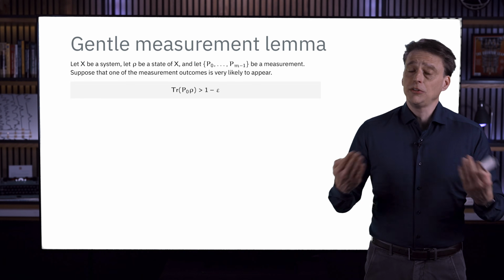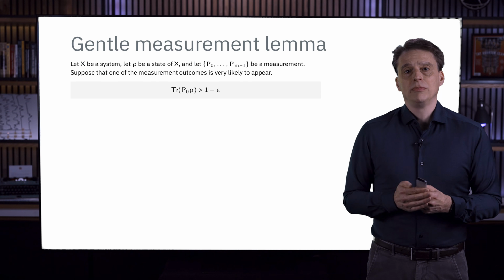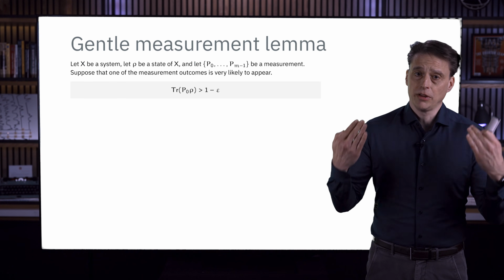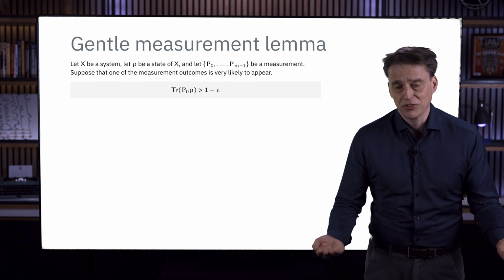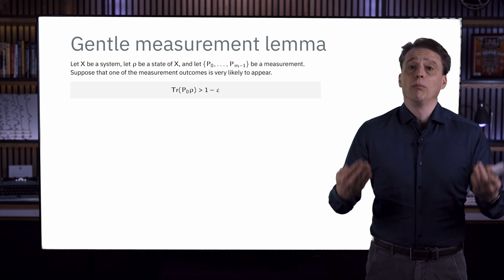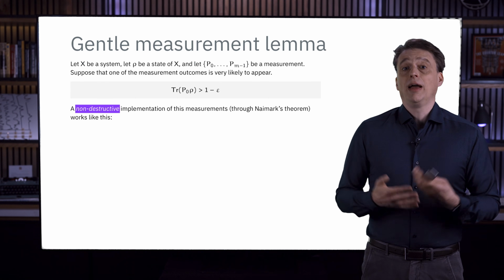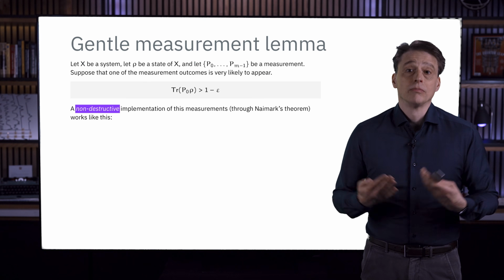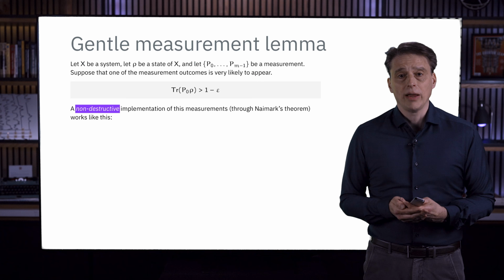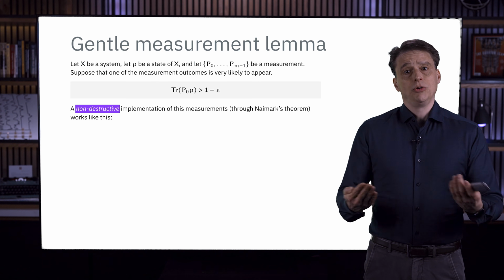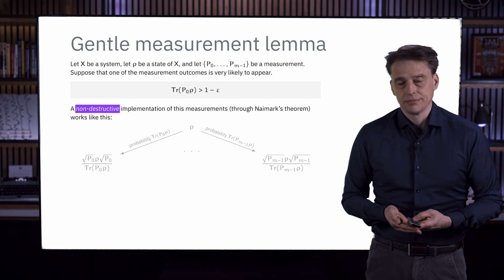Just for simplicity, let's suppose that it's the outcome 0 that's very likely, and in particular, let's assume that this outcome appears with probability greater than 1 minus epsilon for some small value of epsilon that we don't actually need to specify. Epsilon is just some small positive real number. Now, we've described our measurement as if it were a destructive measurement, but we do know from the previous lesson that we could implement this measurement in a non-destructive way, and specifically, we could do it as we saw in our discussion of Neumark's theorem, and that works like this.